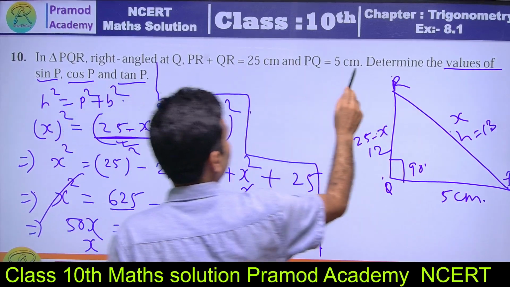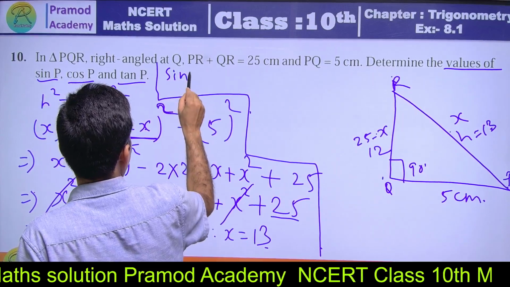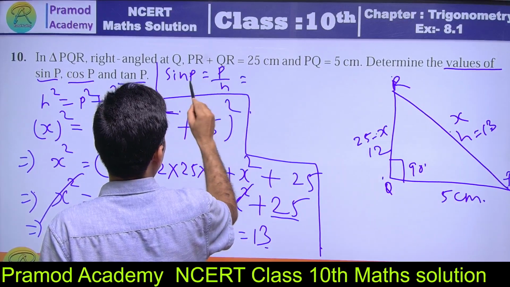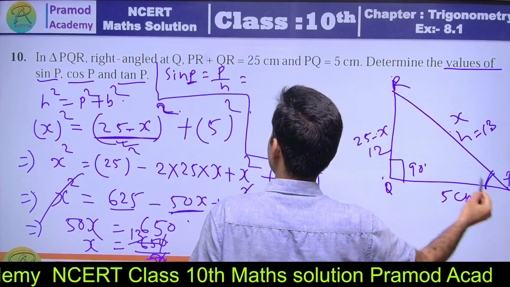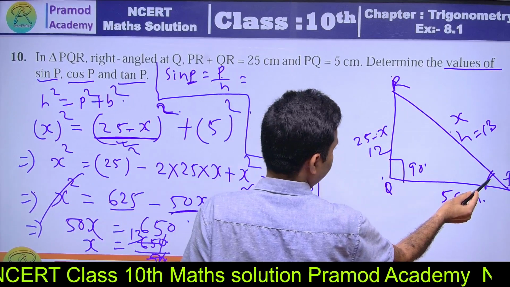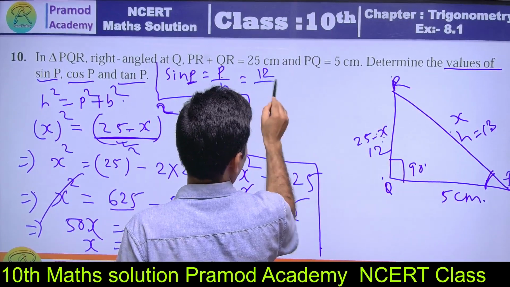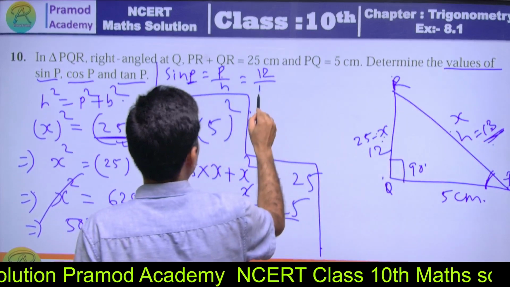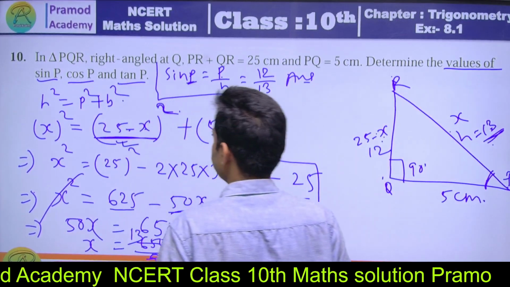First of all, sin P. We know the formula is P by H. According to the P angle, what will be the value of P? In front of this angle, this will be the P, so it is 12. And what is the H? H is always fixed, it is 13. So 12 by 13. The value of sin P is 12 by 13.